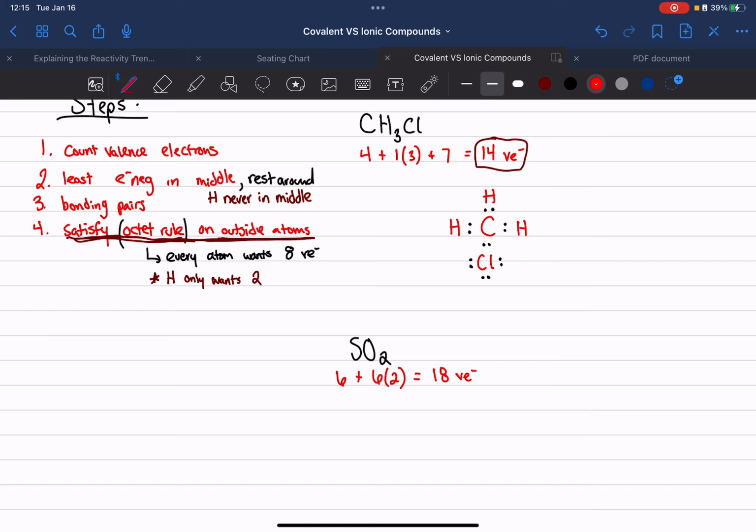Next, I'm going to take the least electronegative atom, and I'm going to put it in the middle of my structure. It's going to be S in the middle and O on either side, or top and bottom, I guess, but either side is easier to draw.